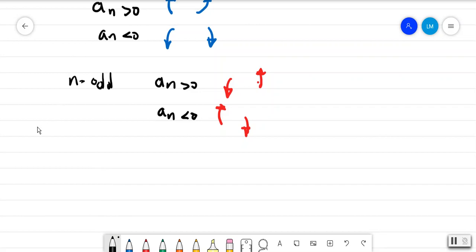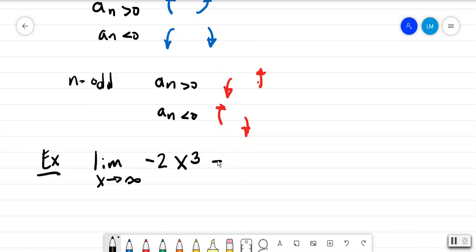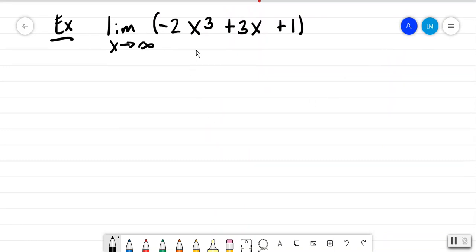So, for example, if I want to find the limit as x approaches infinity of, say, -2x cubed plus 3x plus 1, you would have to look at the polynomial's degree and what the coefficient is also. We know the leading term is -2x cubed. So n is odd, but a_n is negative.